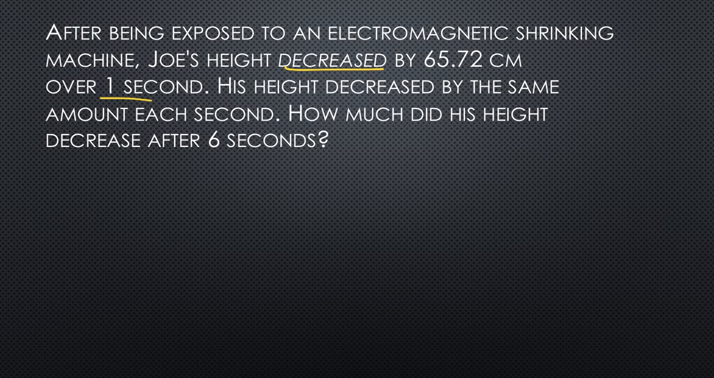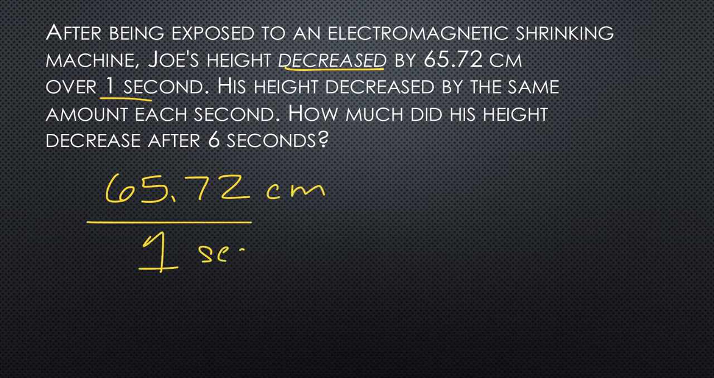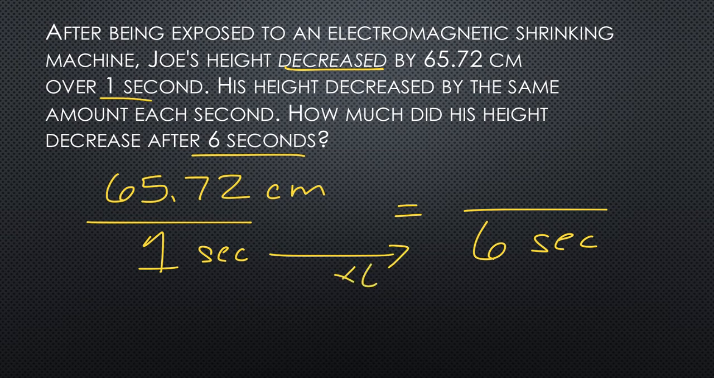Well, let's see. I like to set these up like we did in our unit rate section. So I'm going to have 65.72 centimeters per 1 second, right? So that's what it started with. That's how much he's decreasing every single second. Well, I need to figure out how much he decreased after 6 seconds. So how am I going to get from here to here? Well, we're going to multiply it by 6. So we're going to take what he decreases per 1 second and multiply that by 6, right? So make sure you write that down.